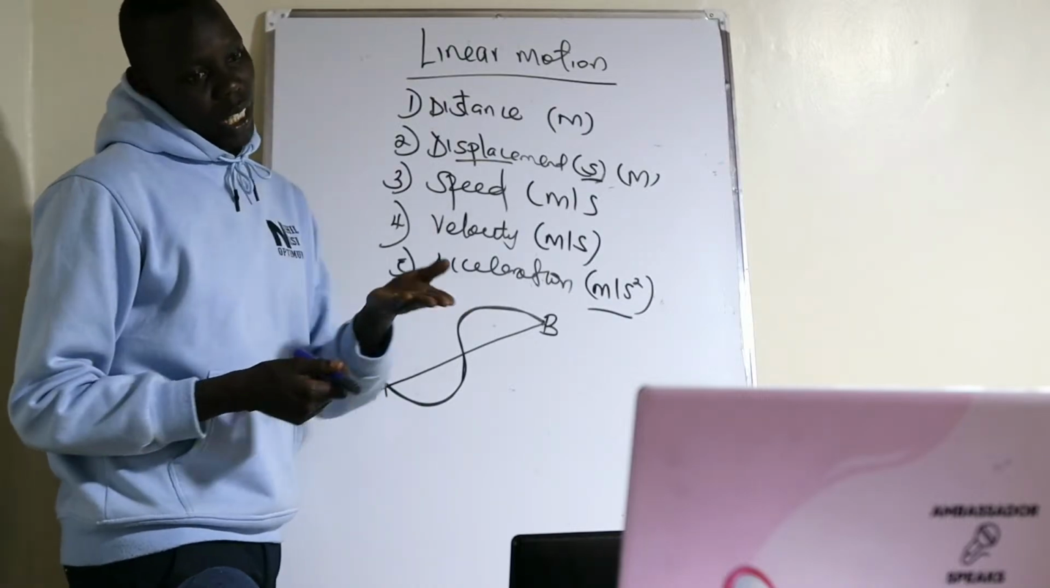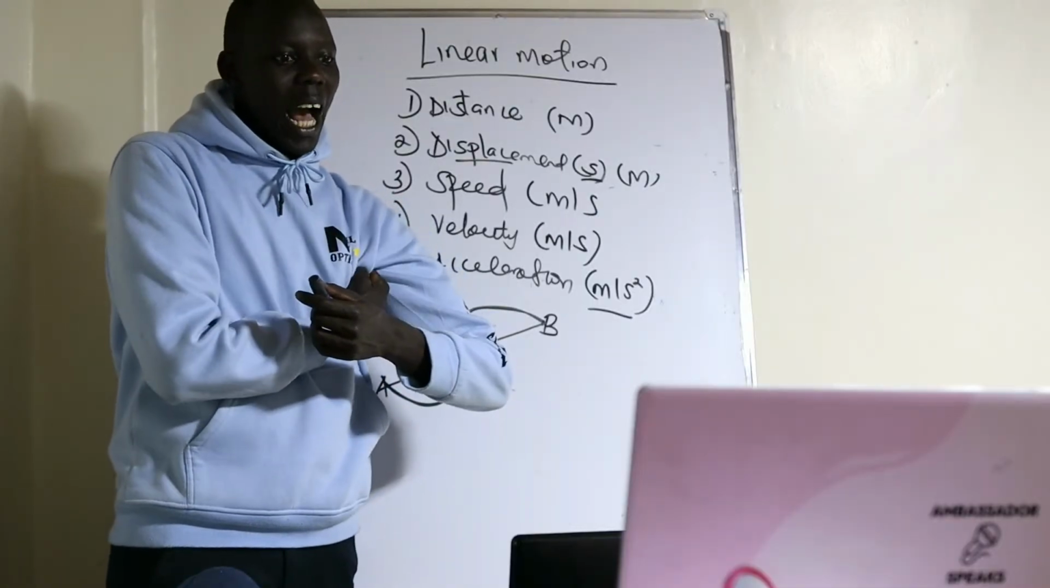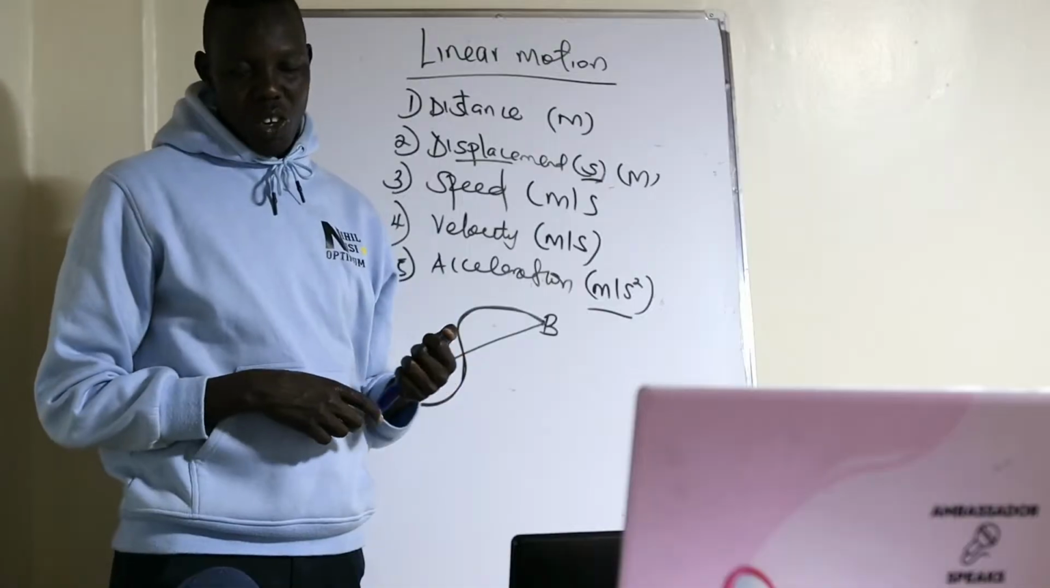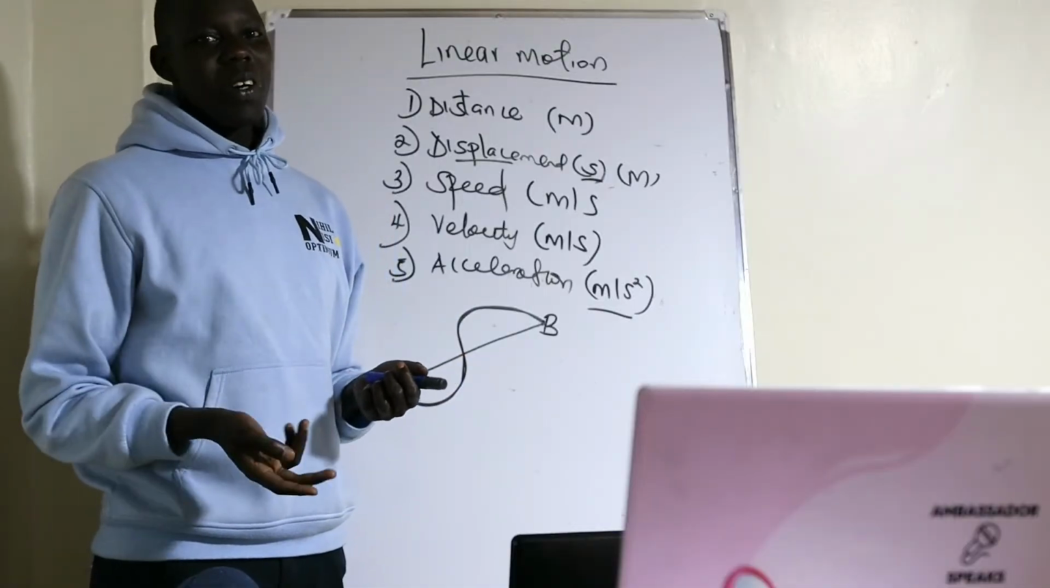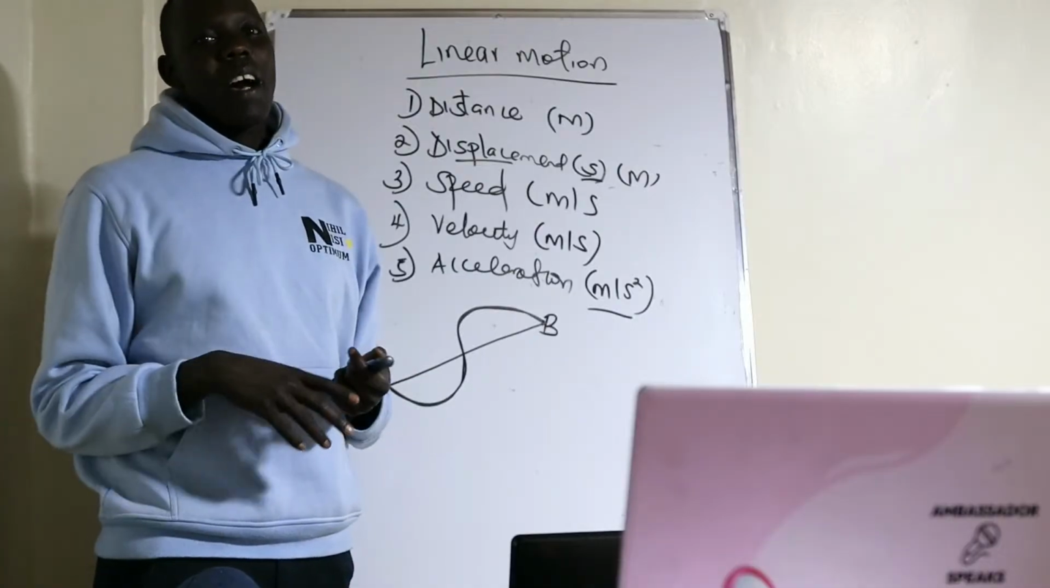This is our first lesson. That's why in the description I've written linear motion lesson 1. Meaning, tomorrow lesson 2 is coming. Lesson 3 is coming, until the day we come back from break.